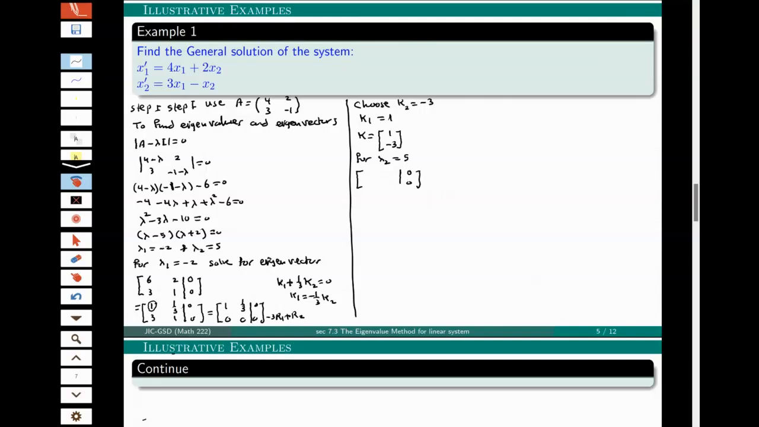So if I replace here by 5, I'll get 4 minus 5, which is minus 1, and that's 2. And that is 3, and minus 1 minus 5 is minus 6. Same story, to prepare that one as a pivot, we multiply row 1 by minus 1, we get 1, minus 2, 0. And that's as it is, 3, minus 6, 0.